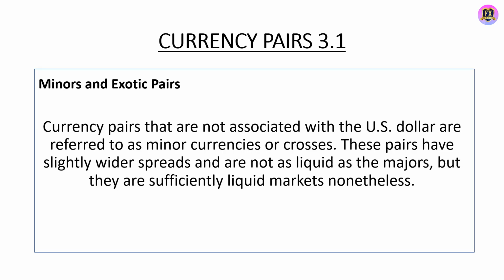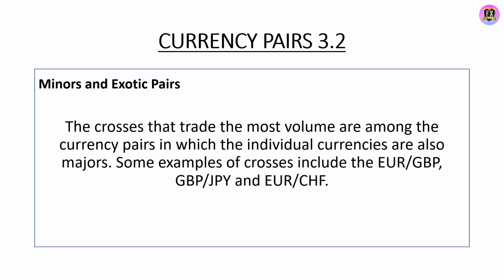Currency pairs that are not associated with the US dollar are referred to as minor currencies or crosses. These pairs have slightly wider spreads and are not as liquid as the majors, but they are sufficiently liquid markets nonetheless. The crosses that trade the most volume are among the currency pairs in which the individual currencies are also majors. Some examples of crosses include the euro to pound sterling, pound sterling to Japanese yen, and euro to Swiss franc.